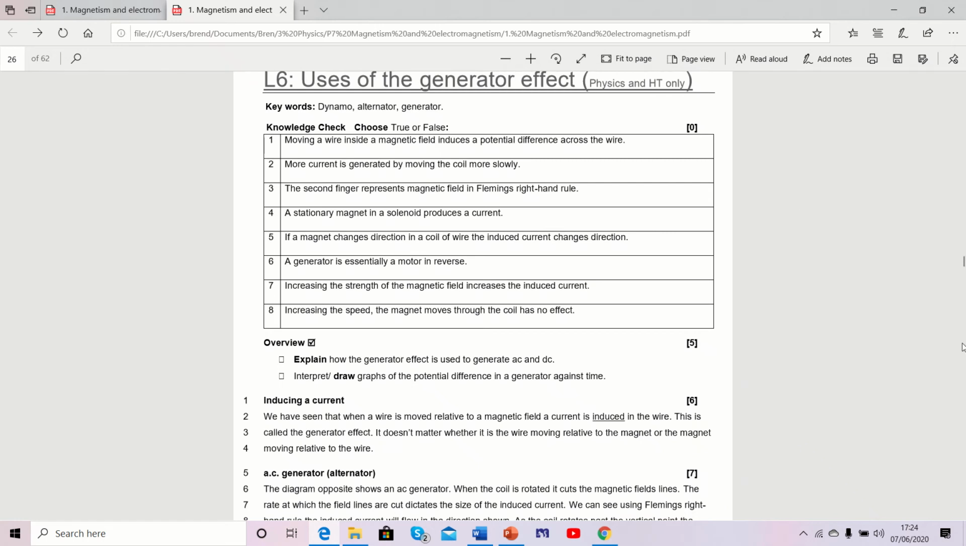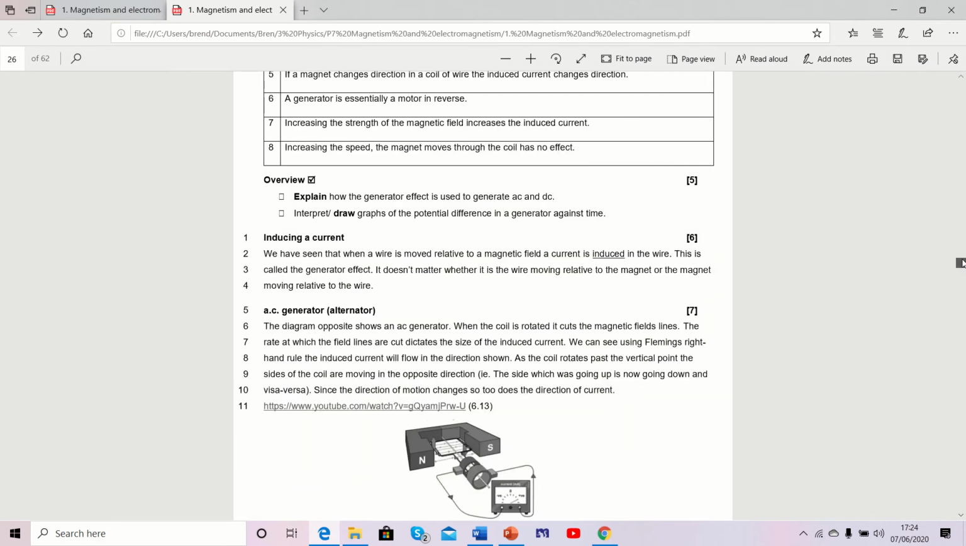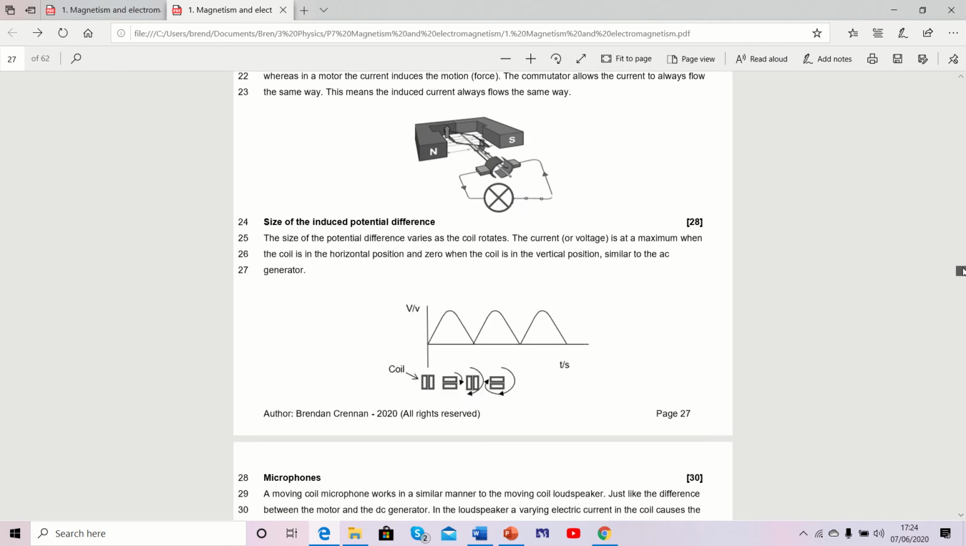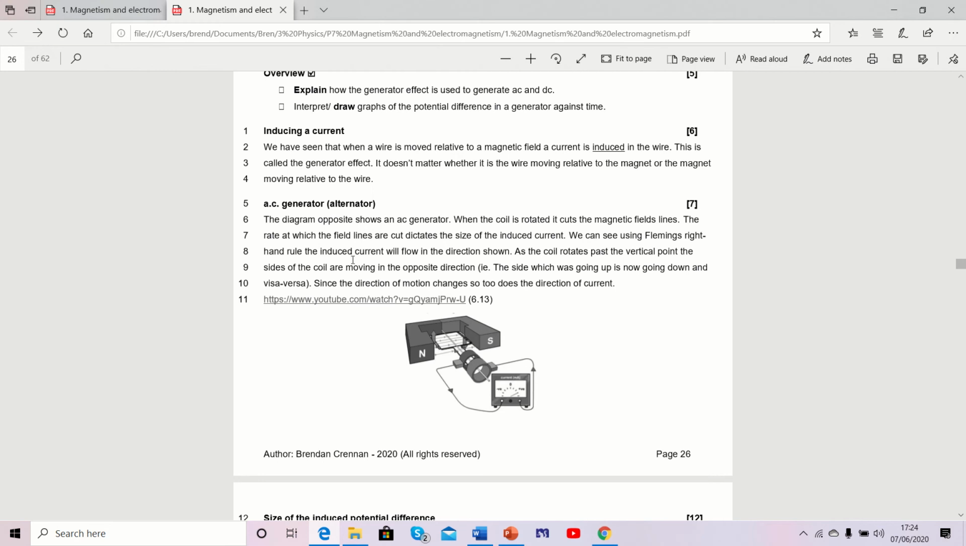Lesson 6, uses of the generator effect. Two uses we're going to look at are generating electric current, which is basically power stations, and the microphone. Okay, so the AC generator, which is the same thing as a power station, just a power station is a larger version of this. Look at the example.